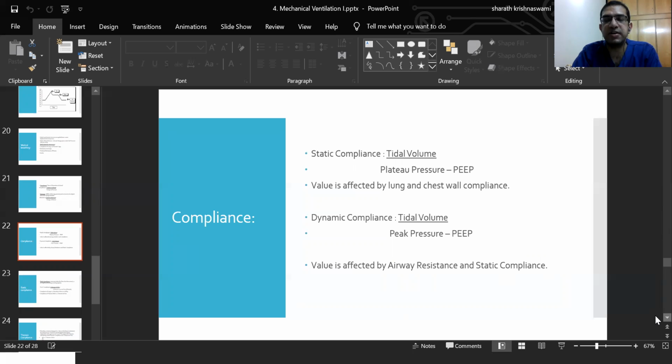Now the compliance can be divided into two types: the static compliance and the dynamic compliance. A static compliance is given by the equation tidal volume divided by plateau pressure minus the positive end expiratory pressure. This value is affected by lung and chest wall compliance. A dynamic compliance is given by the equation tidal volume divided by peak pressure minus the positive end expiratory pressure. This value is affected by airway resistance and static compliance.